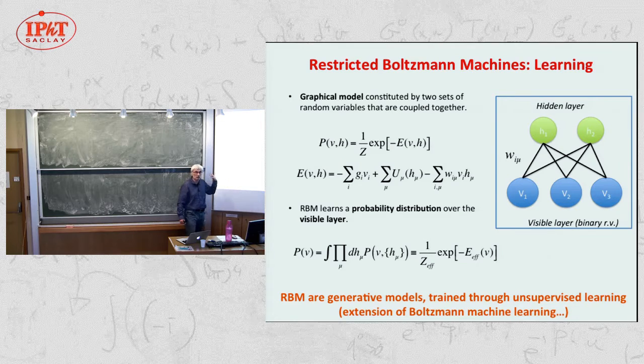Essentially, we can assume that all the data items are independent from each other. They were drawn from this machine, and we will maximize the product over all the data items of the P of V of this configuration. Okay.